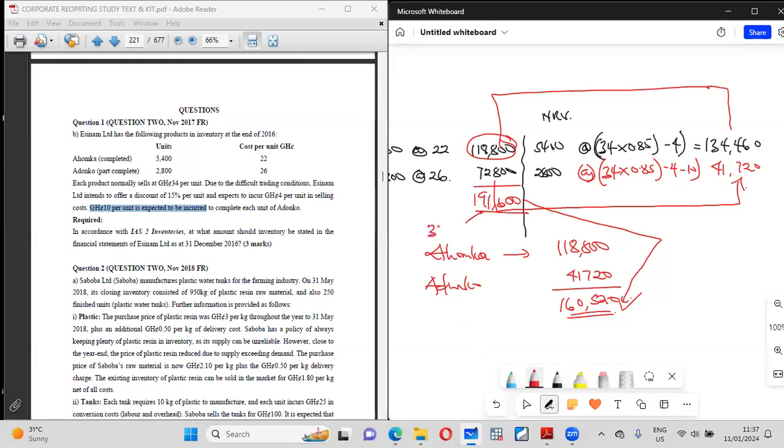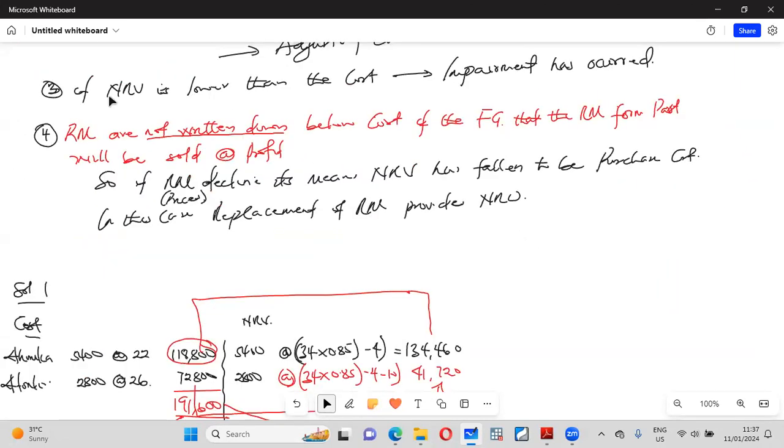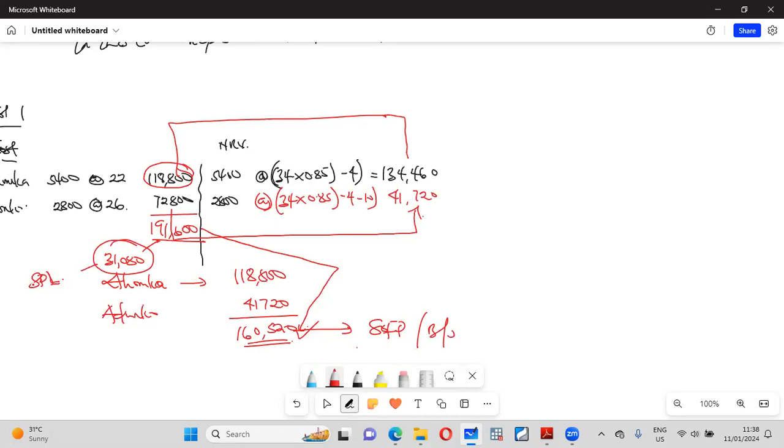So if you remember in the principle, we said that when the net realizable value is lower than the cost, impairment as what? Okay. So that what will happen is that this figure we have here will go to our SOFP balance sheet. All right. Then the impairment you are having here will now go to your what? SPL. All right. That is it. So that is what will happen. The SPL, the party to go is the cost of sales. You are adding it to cost of sales. All right. So ladies and gentlemen, that is how you work it.